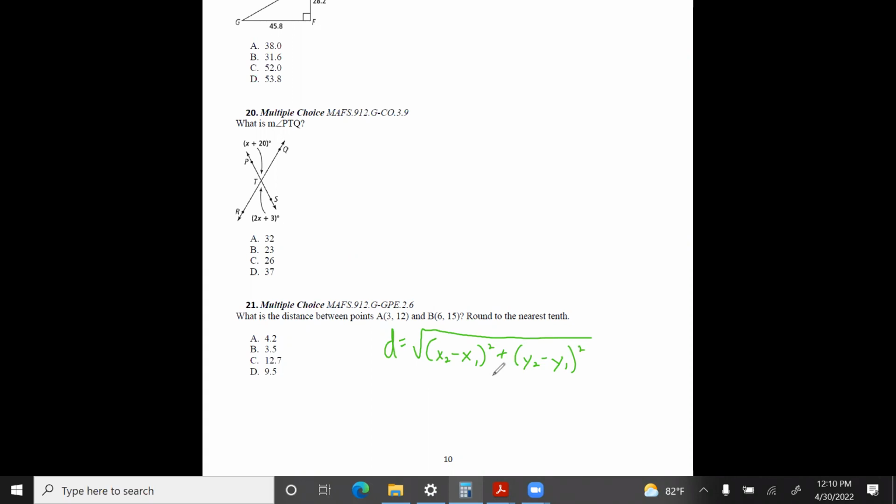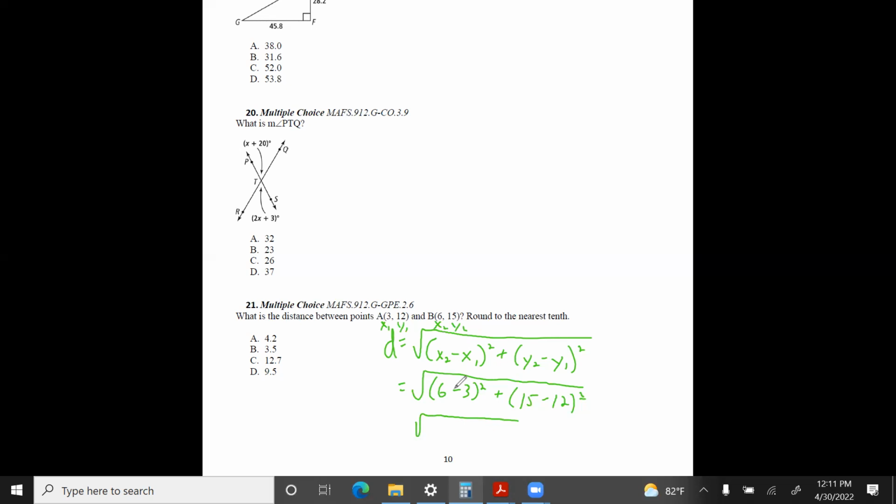If you drew this out as a diagram, you can also use the Pythagorean theorem, which essentially is the distance formula. Plug these values in. This could be my x1, y1. This could be my x2, y2. So we have 6 minus 3 squared plus 15 minus 12 squared.